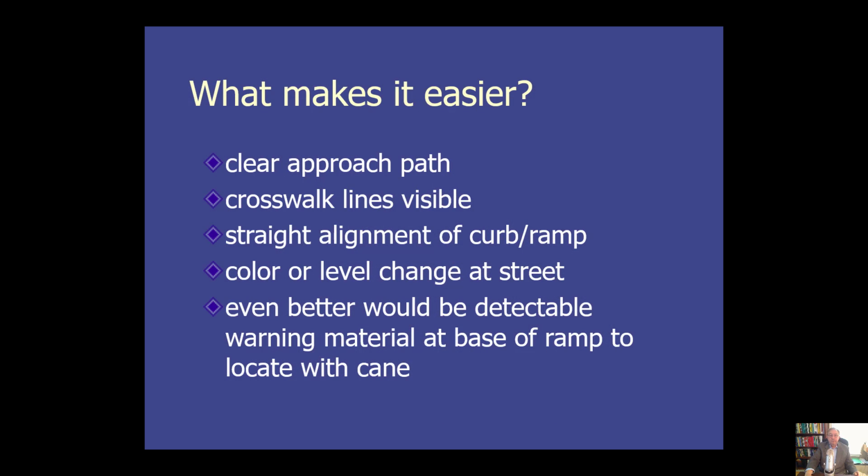So what makes it easier? There's a clear approach path. Nothing in the way. The slope is directly ahead of the individual, not at a 45-degree angle. The crosswalk lines for a low vision person would be visible. That ramp is in the right position. Sometimes there's a color change or a sloping change at the street. And of course, even better would be truncated dome tiles, detectable warning material at the base of the ramp that can be located with the cane.